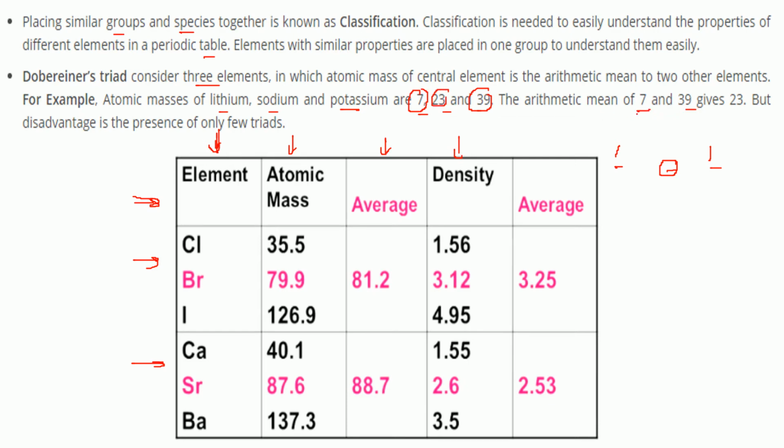But the disadvantage is the presence of only a few triads. The Dobereiner triads are limited, because not all atomic masses can be taken as the sum of the extremes with the arithmetic mean being the middle one.